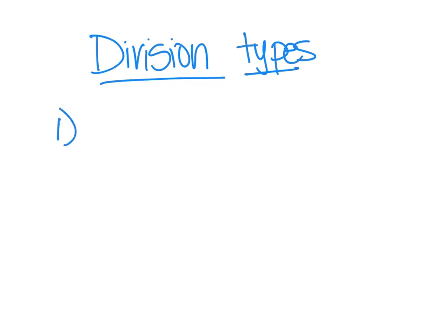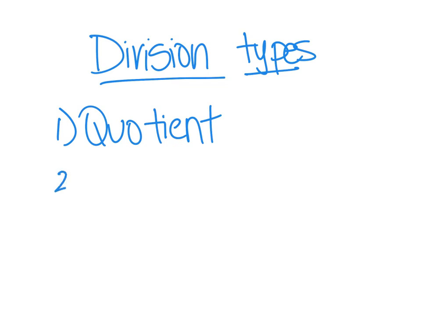So the first thing that they can ask you is just for the quotient. That means they just want the answer. Like if you split something up and they said, how many groups was he able to make? That's the quotient. That's the answer they want. Just what number was it able to divide by?